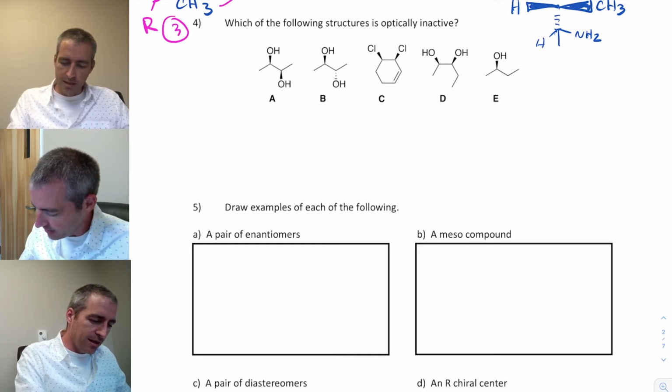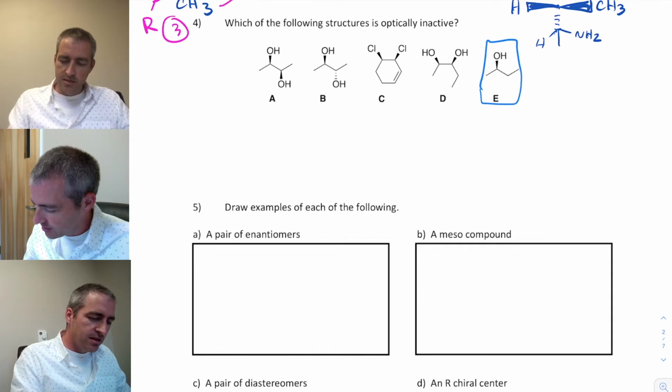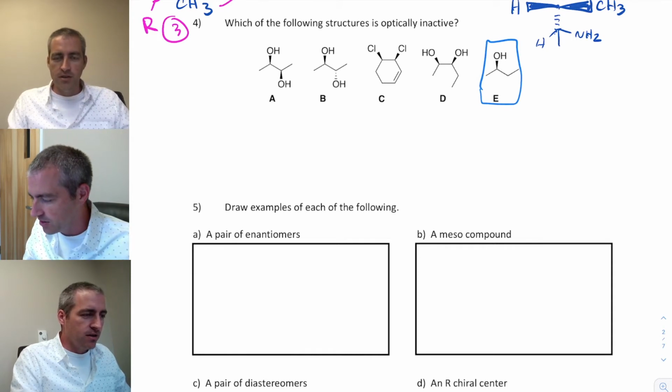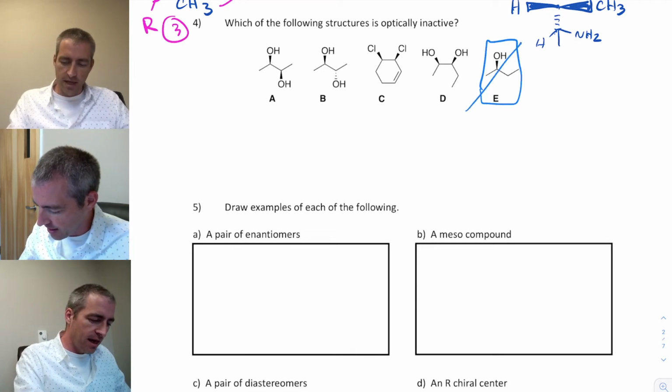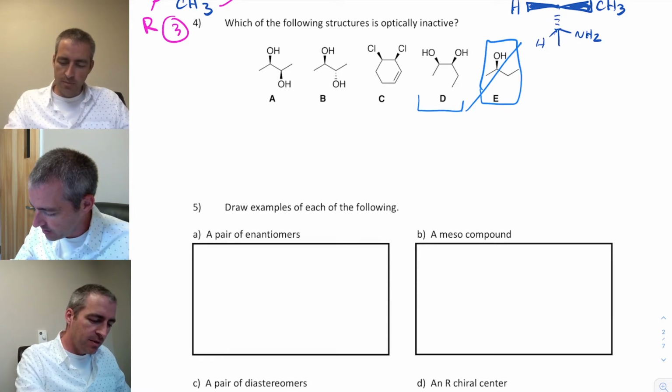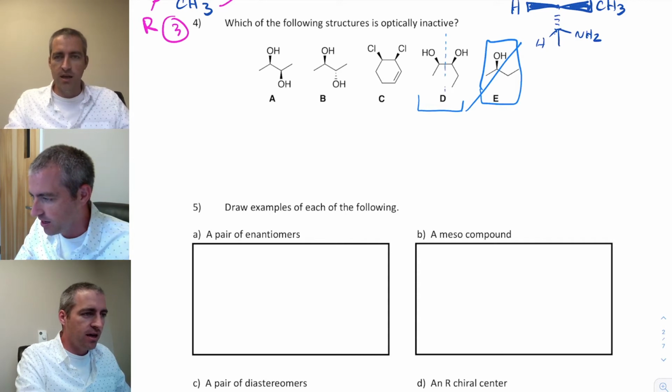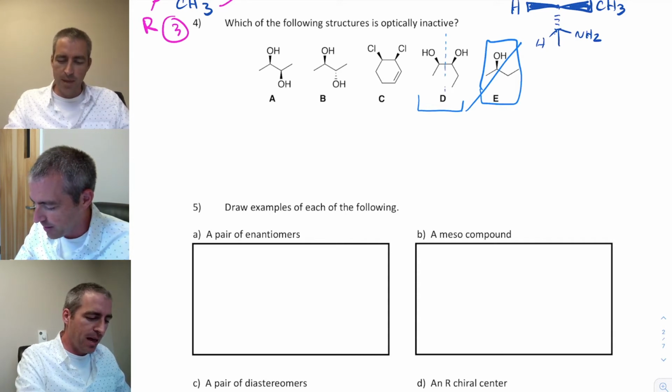So looking right away, E, you can see, has only a single chiral center. If it has a single chiral center, it has to be chiral and it has to be optically active. So let's get rid of that. D, let's look for a mirror plane. The best shot at a mirror plane here would be down here, but you can see that on one side there's an ethyl, on one side there's a methyl. So there's no mirror plane in this molecule. So D is not an option.